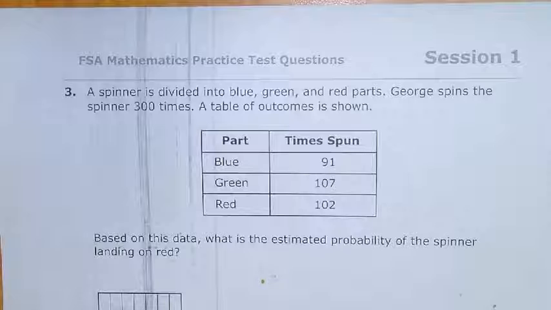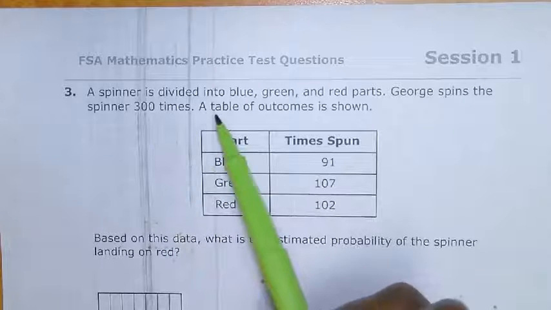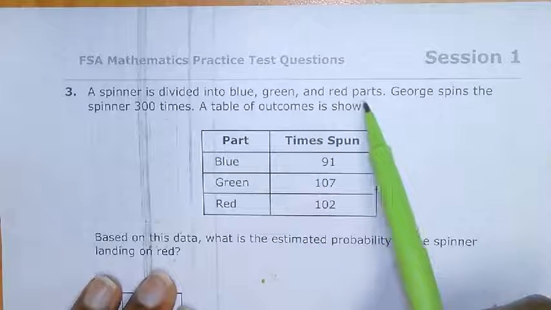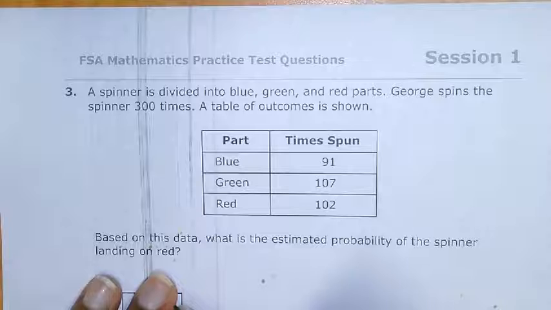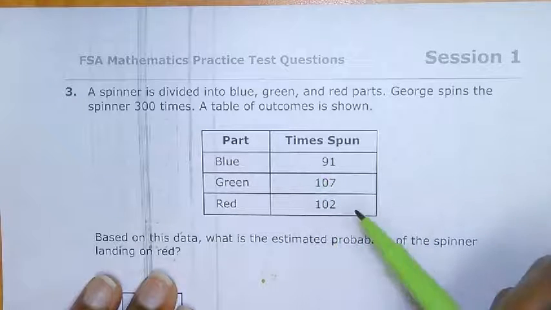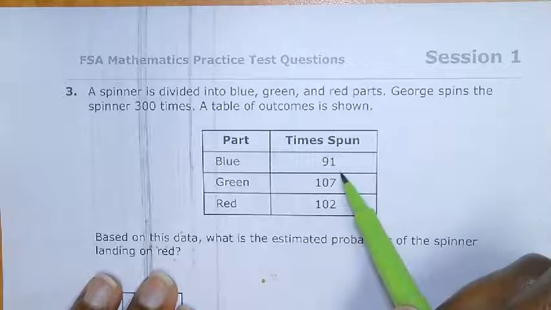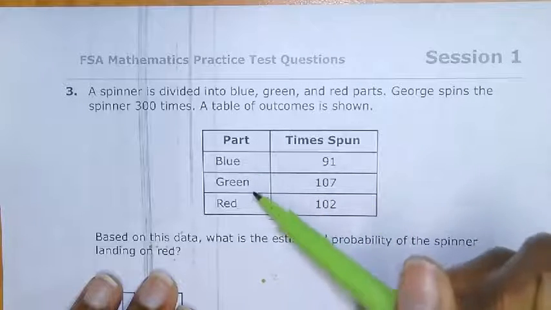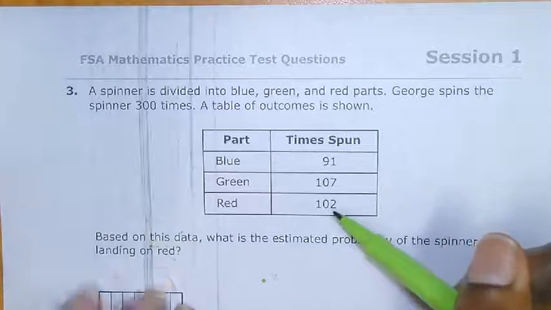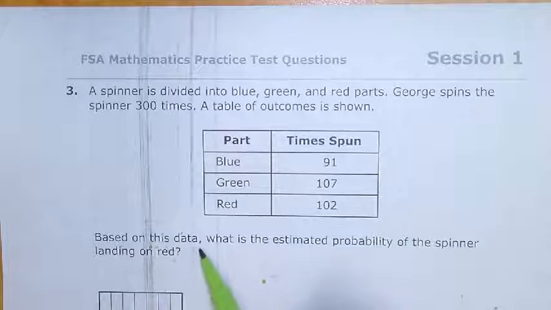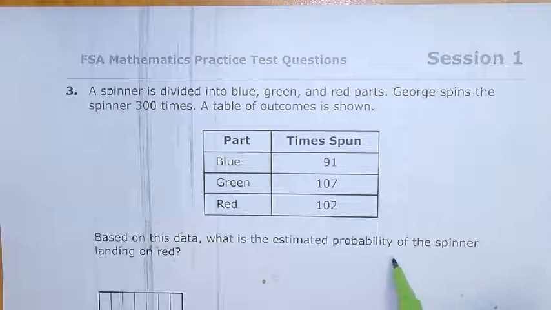For the next one, number 3, it says a spinner is divided into blue, green, and red parts. George spins the spinner 300 times. A table of outcomes is shown. So after spinning it 300 times, these are the results: blue 91, green 107, red 102. Now it says, based on this data, what is the estimated probability of the spinner landing on red?